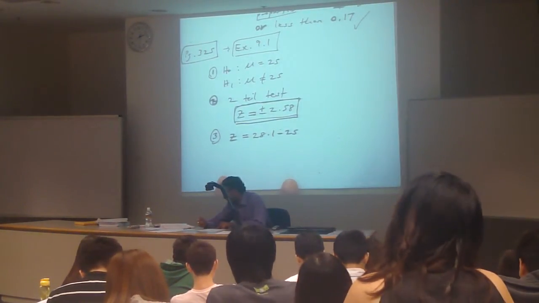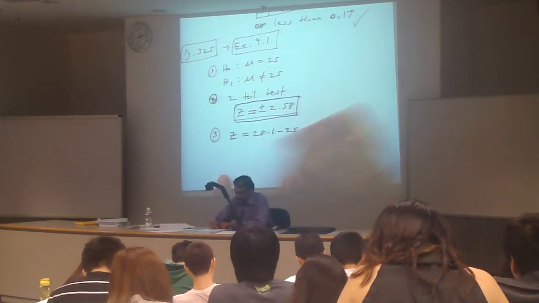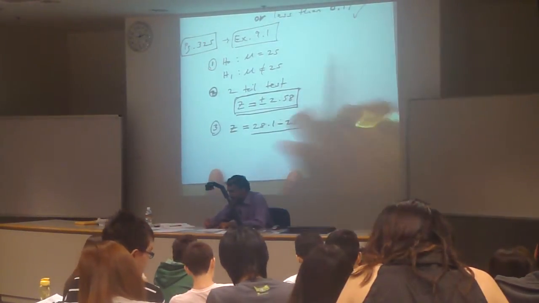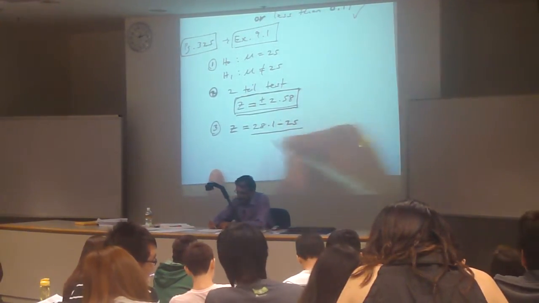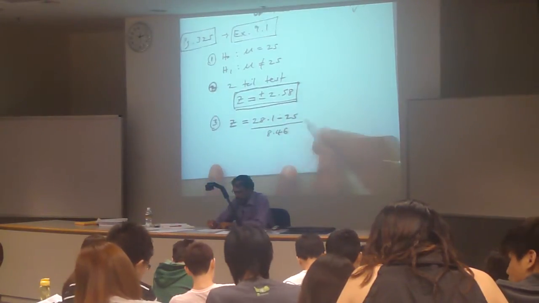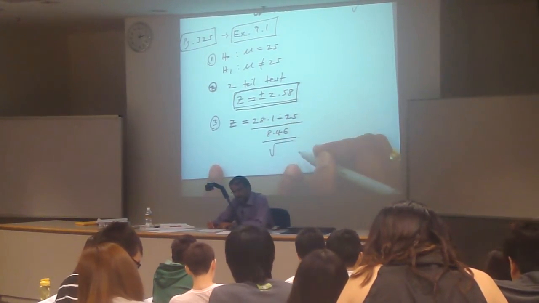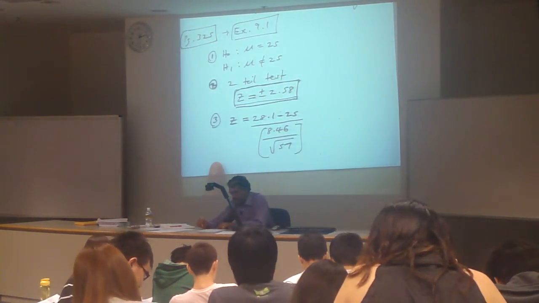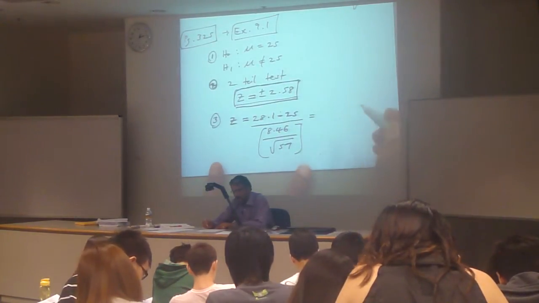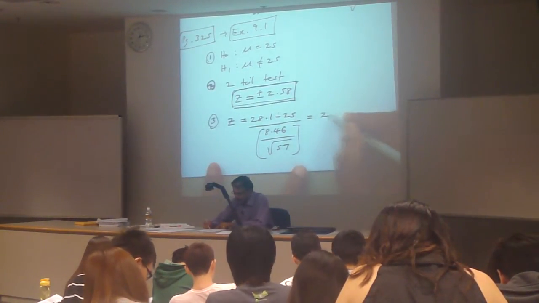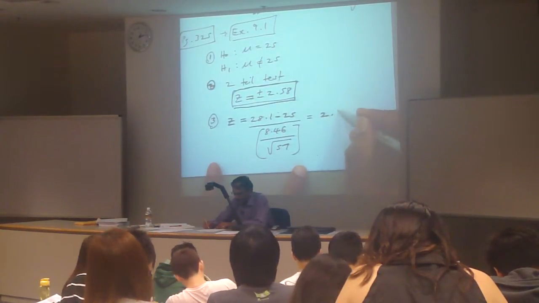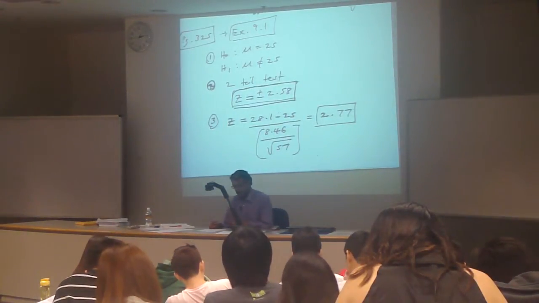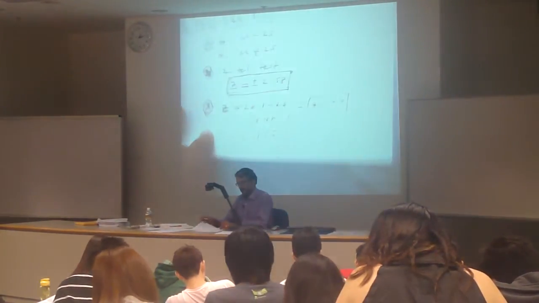So start please. 28.1, x bar minus mu divided by sigma over square root of n. This is the standard error of the mean. It will give you a 2.77. Positive, negative? Positive 2.77.